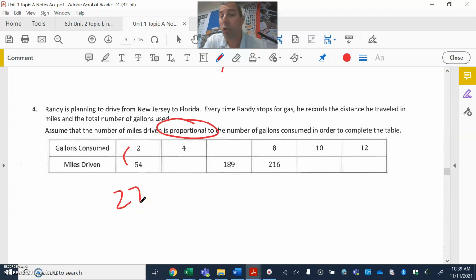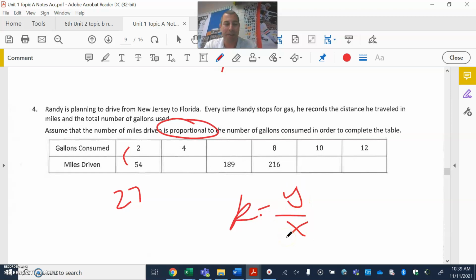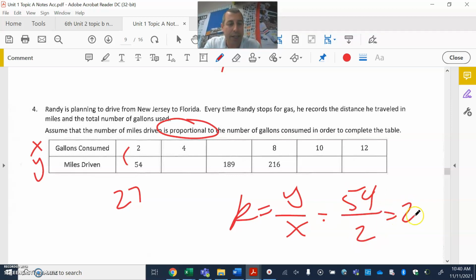Now again, elementary school, 6th grade math right there. Let's look at what we would do if it's not as obvious. Remember, your constant is y divided by x. And we told you for right now, we're going to give you the setup of the x and y's. Miles is the distance, so that's why it is a y. We'll get into how to figure that out soon enough. But if we plug it in, it's 54 divided by 2, and there is your 27.